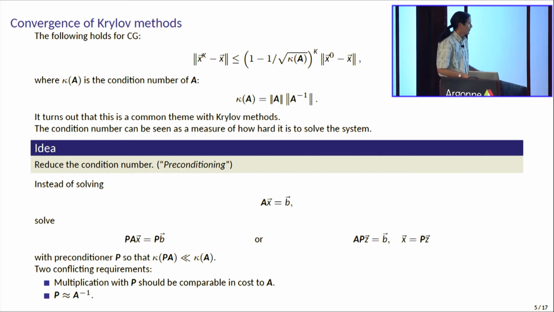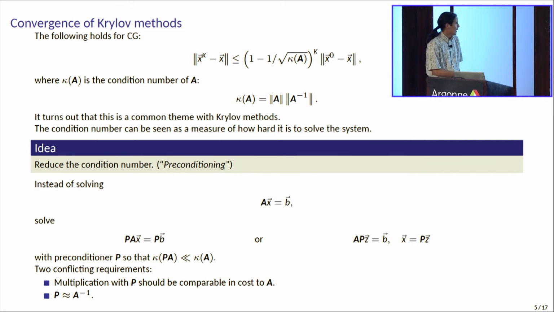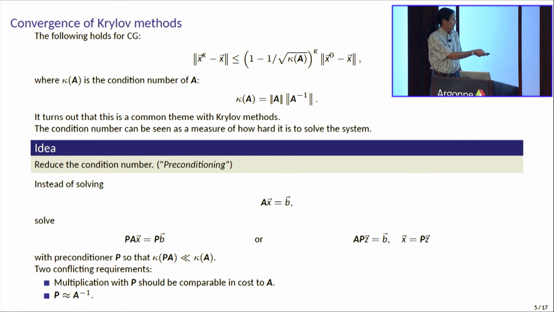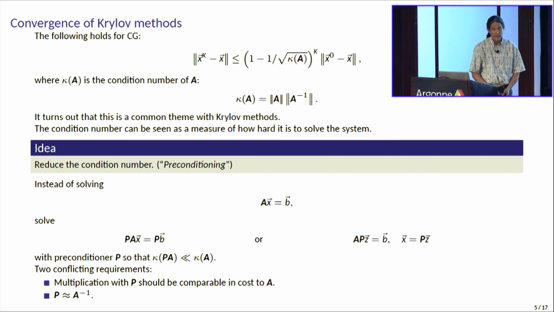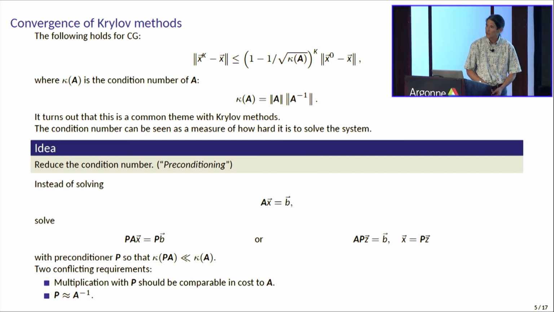But there are two ideas which are in tension here. The ideal preconditioner would be A inverse, but that's very expensive, if you could even compute it. And you want it to be cheap. Right? So A inverse would be an excellent preconditioner, but you also want the application of that preconditioner to be relatively inexpensive.